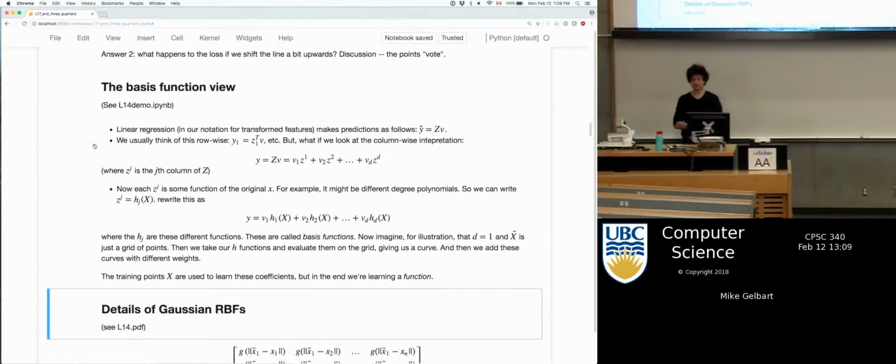So we usually think of matrix multiplication as this row-wise thing. So y1 is the first row of z times v, y2 is the second row of z times v, and so on, which really makes sense because the output from the first training example is the input from the first training example times v, output for the second example is input from the second example times v. That makes sense. But this column-wise view of matrix multiplication, I find, is also useful in understanding this basis function thing. So the column-wise view is that this vector y is the first column of z times v1 plus the second column of z times v2, and that's what's written. And those superscripts z1, z2 are just the notation for columns.